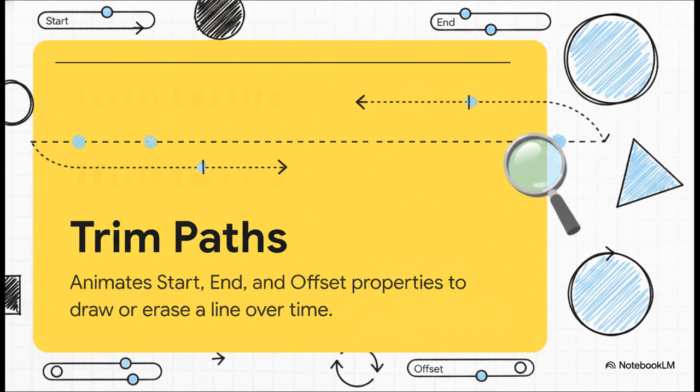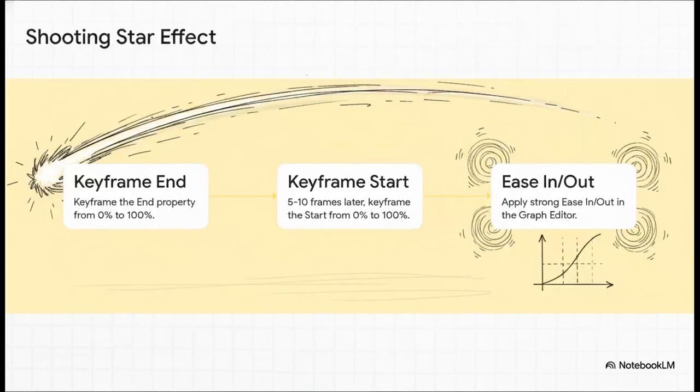It's a live path operation that animates the start, end, and offset properties of a stroke. It seamlessly draws a line on or erases it over time. But the real magic isn't just sliding from 0 to 100, it's all about mastering the timing relationship between those start and end parameters. How you sequence these keyframes is exactly how you pull off that highly requested shooting star or laser effect. Let's break it down.